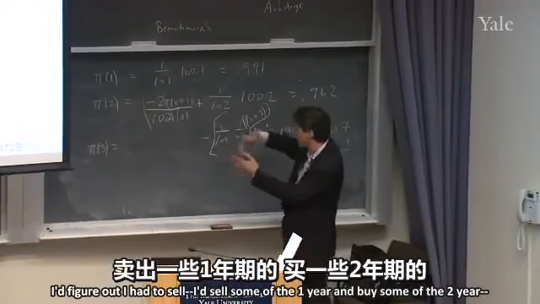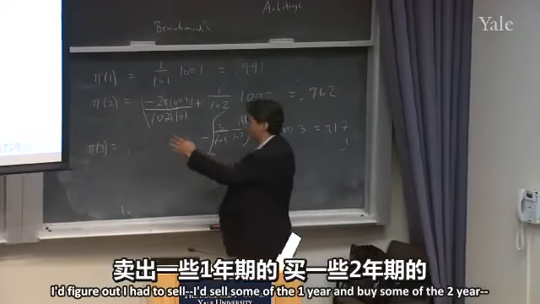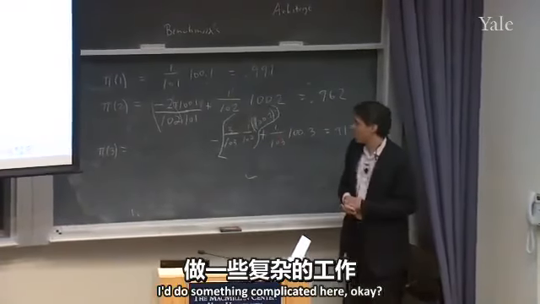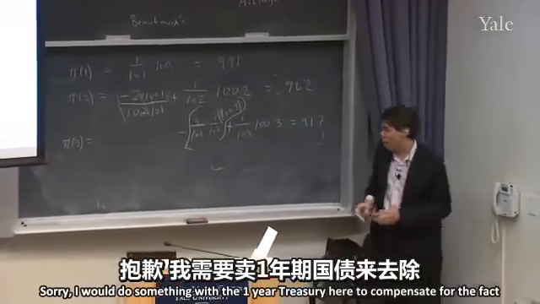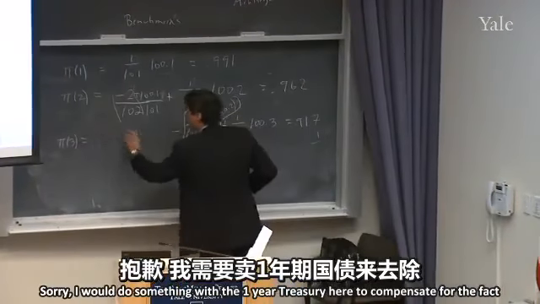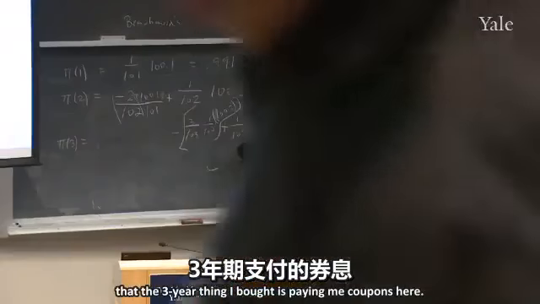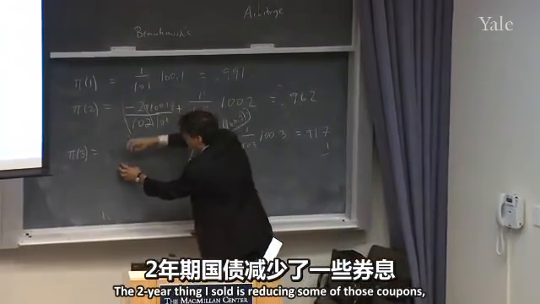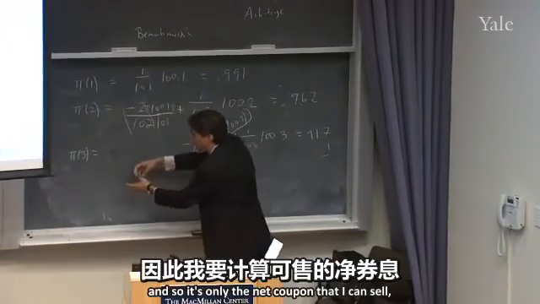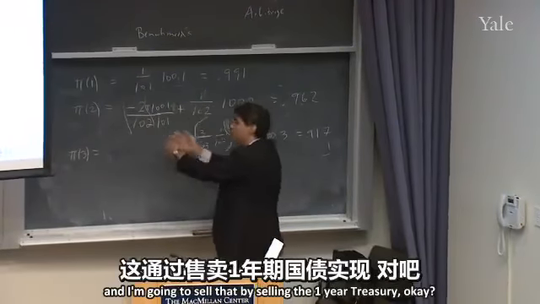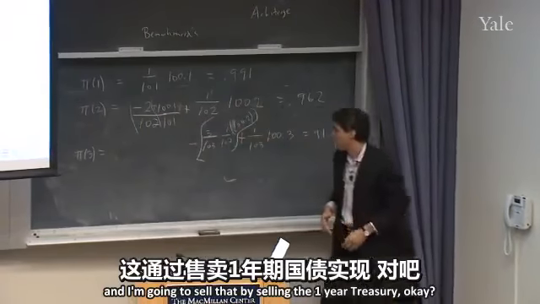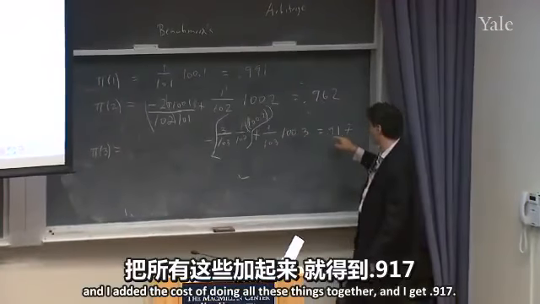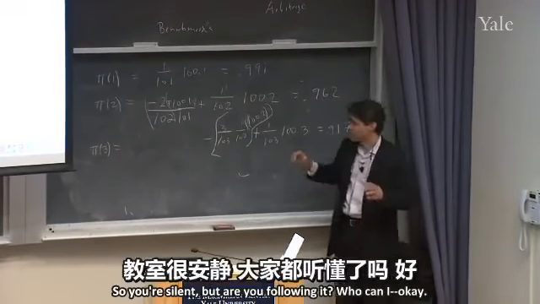I'd figure out I had to sell some of the 1-year and buy back some of the 2-year. I'd do something complicated here. Sorry, I would do something with the 1-year treasury to compensate for the fact that the 3-year thing I bought is paying me coupons. The 2-year thing I sold is reducing some of those coupons, and so it's only the net coupon that I can sell, and I'm going to sell that by selling the 1-year treasury. So that's how I would get the number there, and I added the cost of doing all these things together, and I get 0.917.